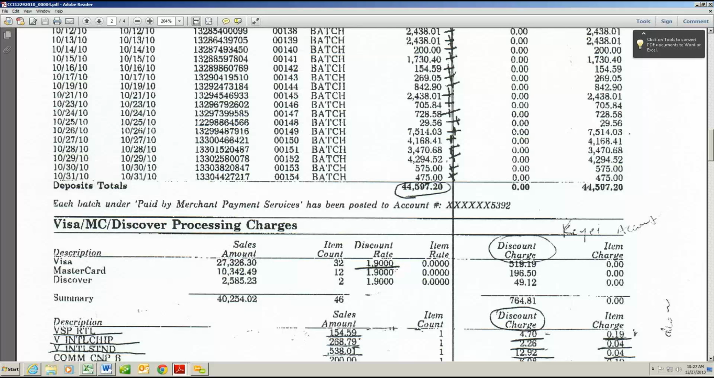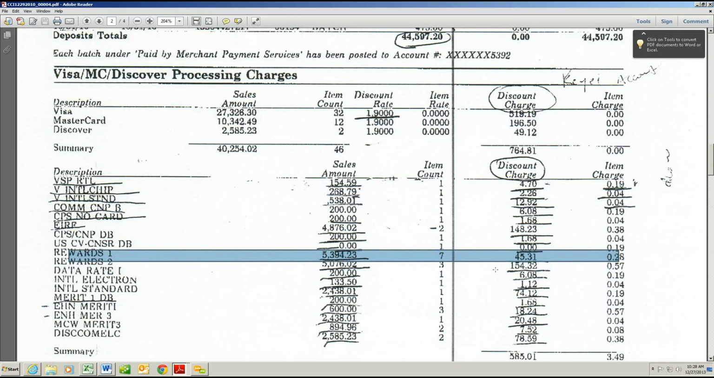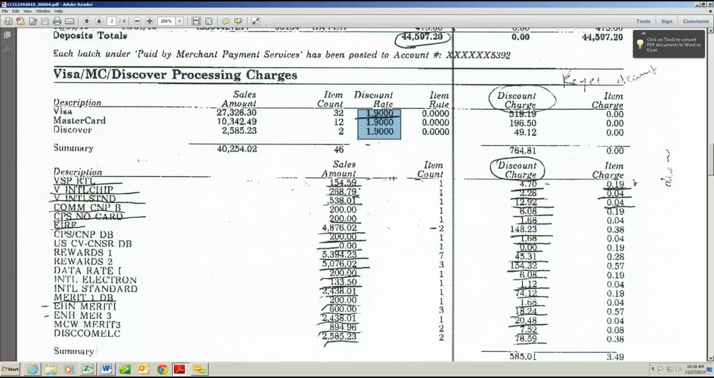And then here below is where you see what we call the downgrade charges for the different types of interchange. For example, you see Rewards 1 right here. This merchant is basically paying $45.31 for $5,394 worth of business. So if you take $45.31 and divide it by 5,394, you get an additional 84 basis points. That 84 basis points you have to add to the base rate of 1.9%, which is right here. So if you add 1.9 plus 0.84 on Rewards 1, this merchant is paying 2.74.